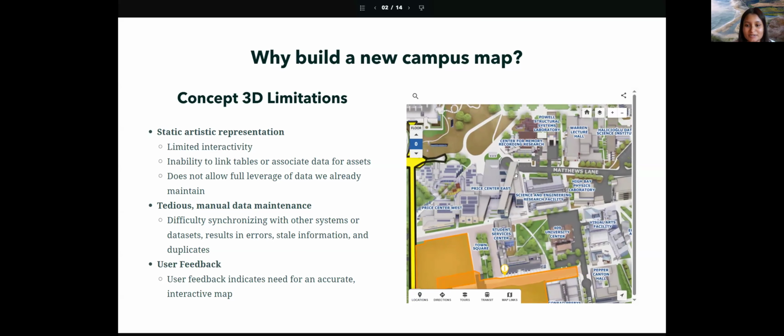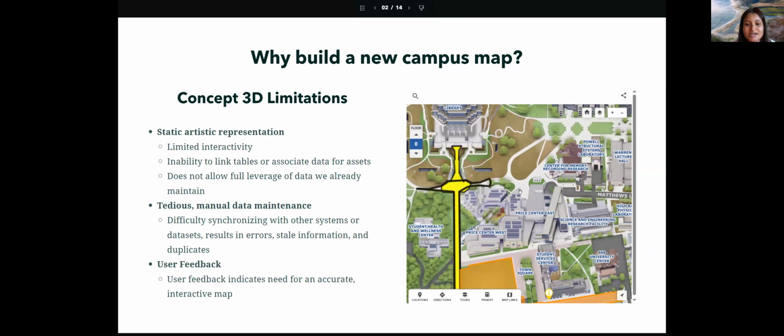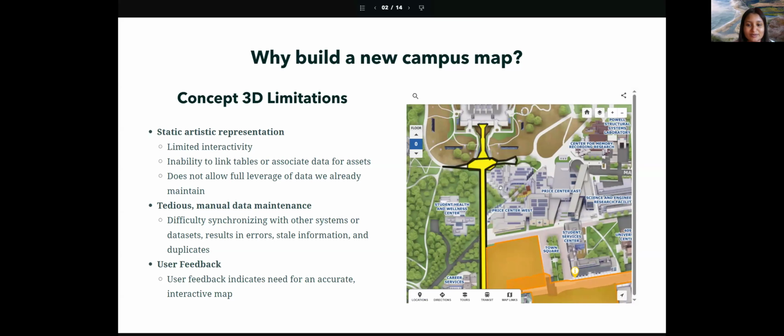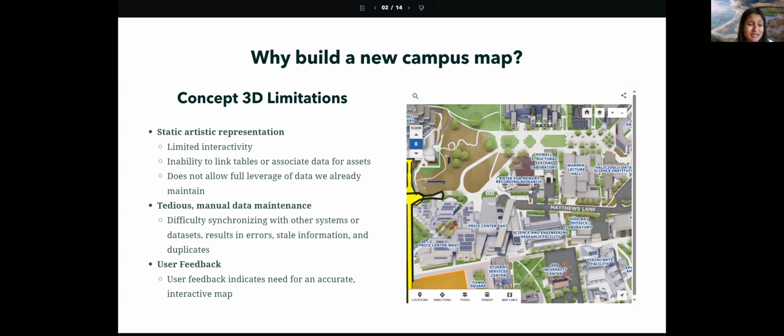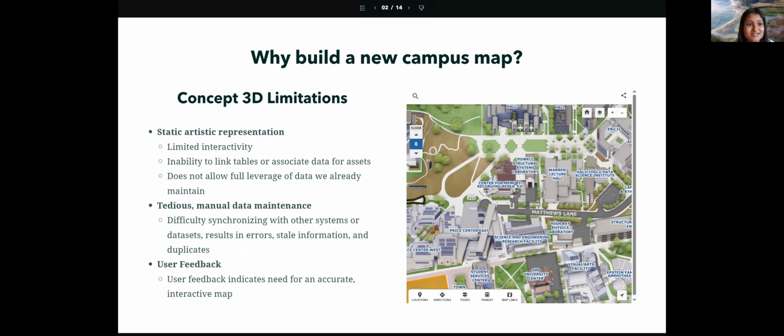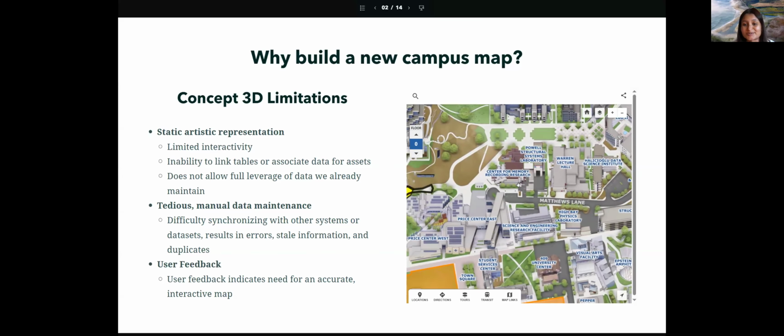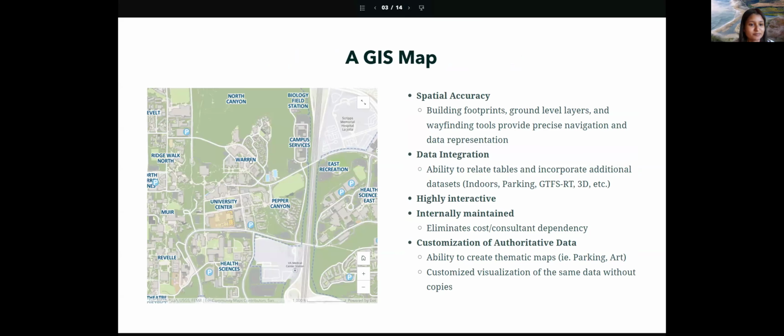It's not dynamic in terms of our building footprints, our streets, addresses, which is all data that we do maintain, and we're unable to link that data to a static map like this one. The data maintenance for it is tedious and entirely manual as well. And it's difficult to synchronize across different systems and tables. So you can imagine updates happening in two different places just leads to errors, things being out of date, stale information, and so forth. And our user feedback really is indicating a desire for a more interactive, spatially accurate and intelligent map, which is where the GIS Campus Map project stemmed from.